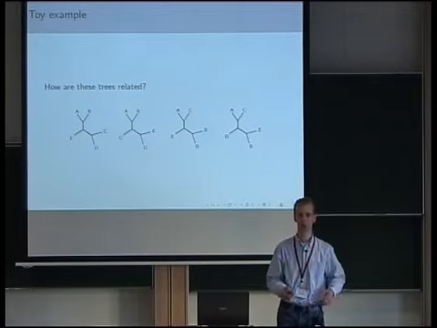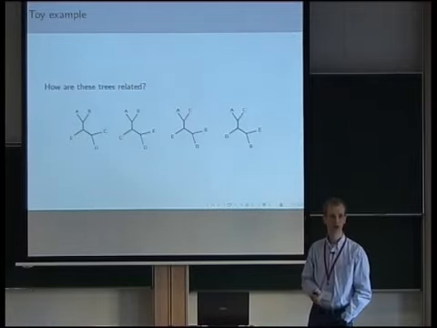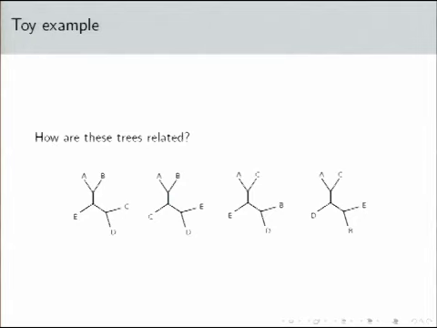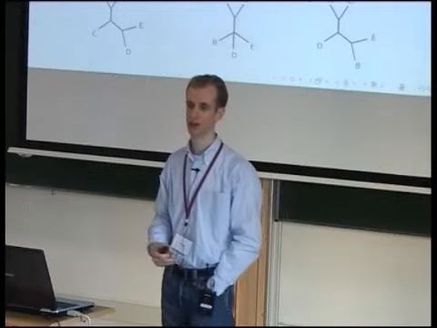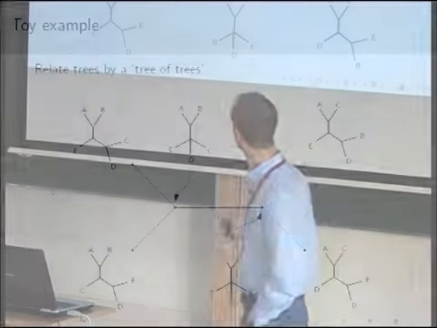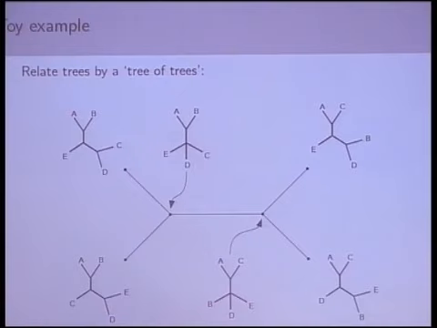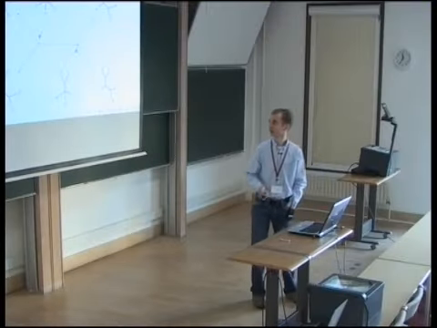Okay, so here's a toy example. Four trees. How are these related? Well, you can see that we've got species A and B next to each other here, and then A and C next to each other here, but otherwise they're completely different. So one way to represent these trees is by a tree of trees. Here we've got our four species trees, 1, 2, 3, 4, and then in the middle I've drawn a meta tree, or a tree of trees, which joins them together according to how similar they are. So what I'm going to be talking about today is how we can construct meta trees.